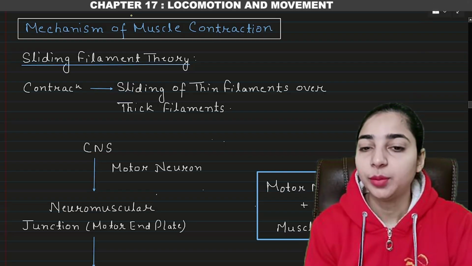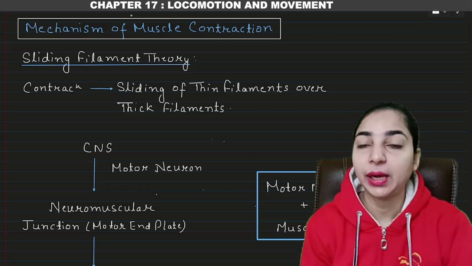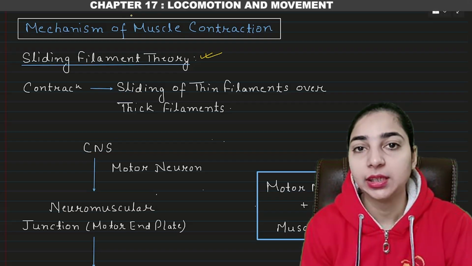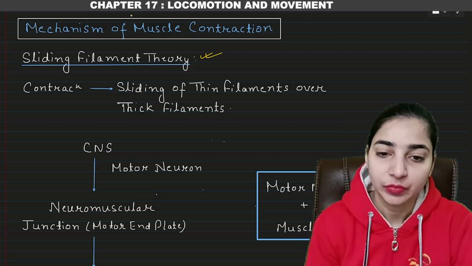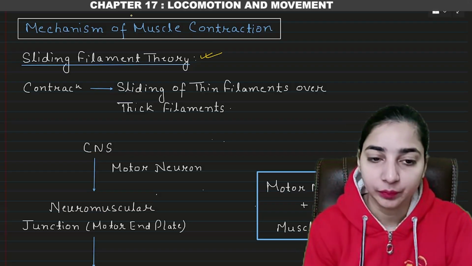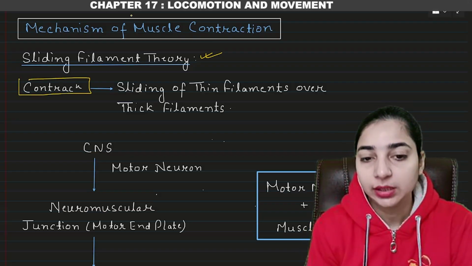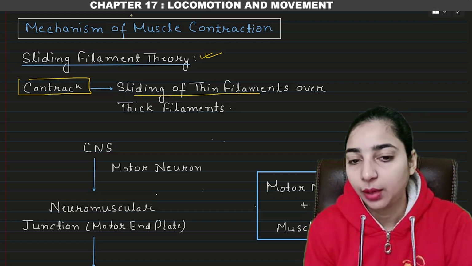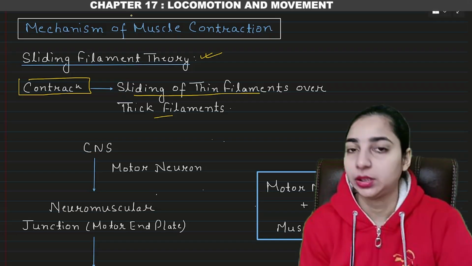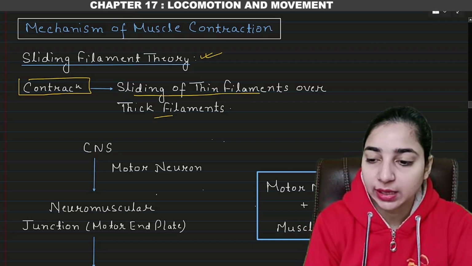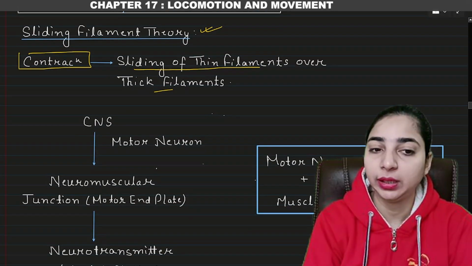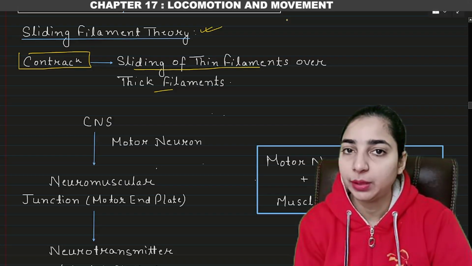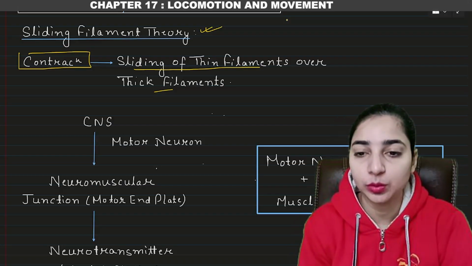The mechanism of muscle contraction is well explained by a theory called the sliding filament theory. So let's see how the muscle gets contracted. According to this theory, the contraction of the muscle is started by the sliding of the thin filaments over the thick filaments. As is clear from the name, the filaments will slide. So how many filaments are there? Two types: thin filaments, that is actin, and thick filaments, that is myosin.